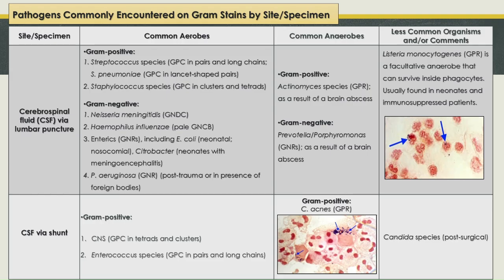Less common organisms and/or comments: Listeria monocytogenes, GPR, is a facultative anaerobe that can survive inside phagocytes. Usually found in neonates and immunosuppressed patients.